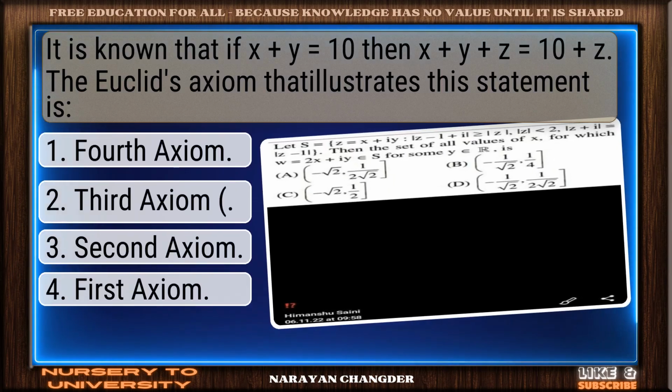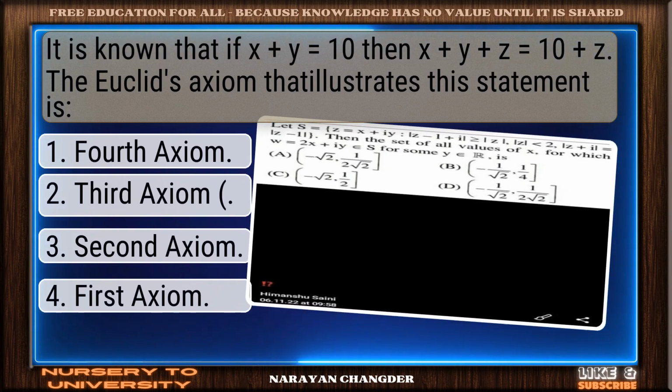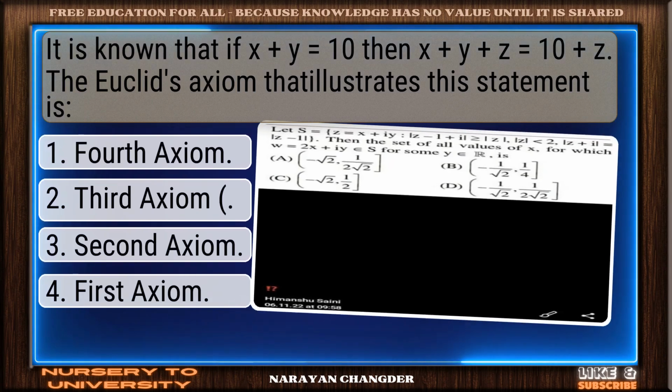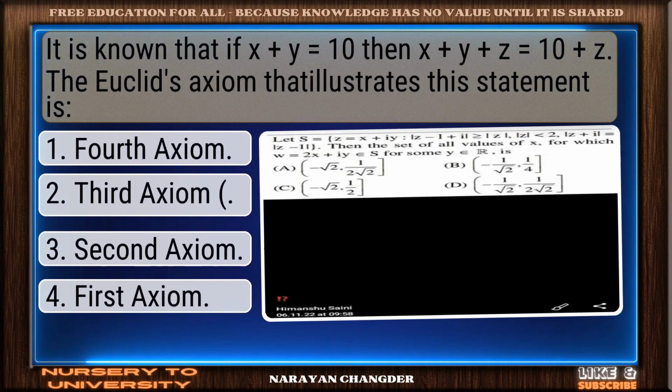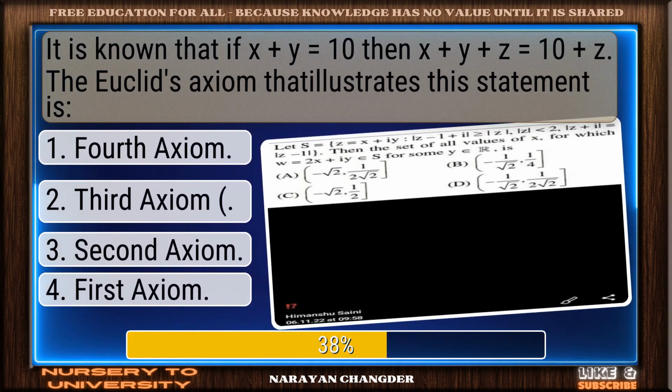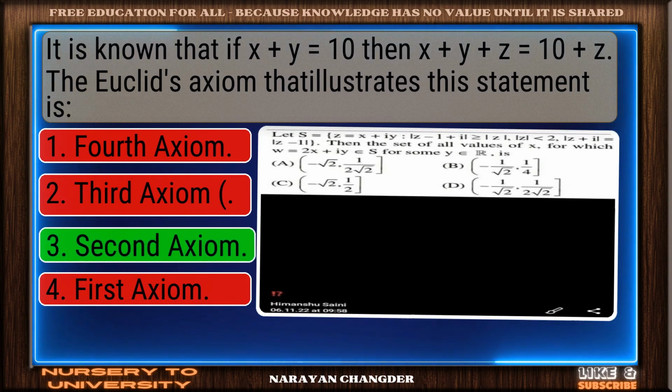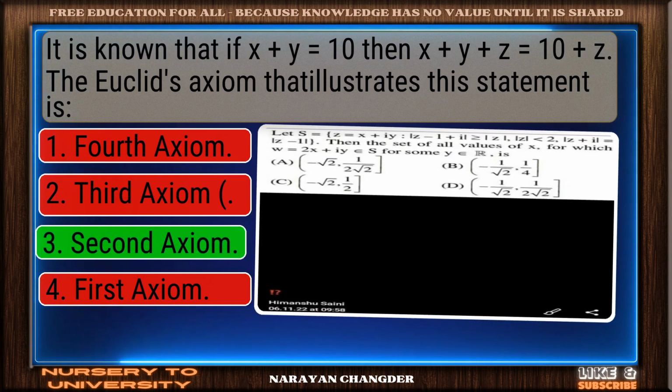Question number 9. It is known that if x plus y equal to 10, then x plus y plus z equal to 10 plus z. The Euclid's axiom that illustrates this statement is. Solid response. Second axiom is a valid choice.